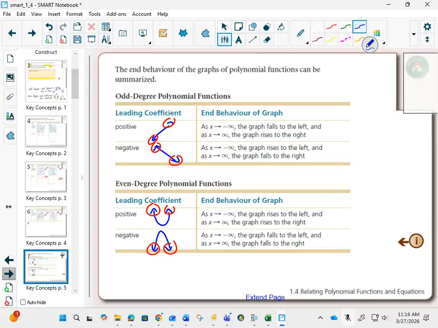For this one right here, as x goes to negative infinity, so as x goes to the left, the graph rises to the left. And as x goes to positive infinity, in other words, as x goes to the right, the graph rises to the right. But the little picture of the parabola and the little picture of the line is way quicker for your brain to see. So that's why I really like to do that.